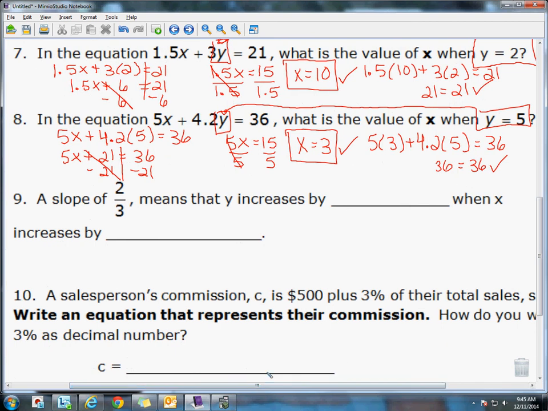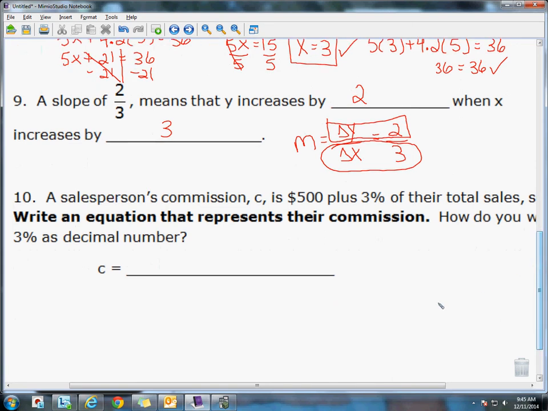Alright, number 9, it says a slope of 2/3 means that y increases by what when x increases by what? If you remember, slope is change in y over change in x, and we have a slope of 2/3. So here's my change in y, here's my change in x. So this means that when y increases by, well, y is increasing by 2. When x increases by, well, x is increasing by 3.